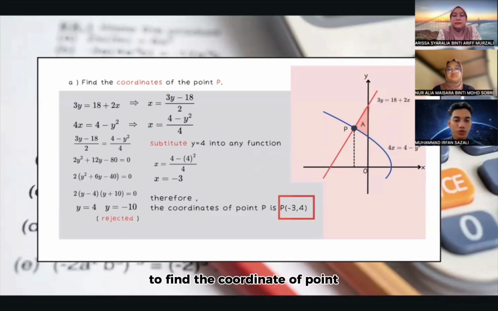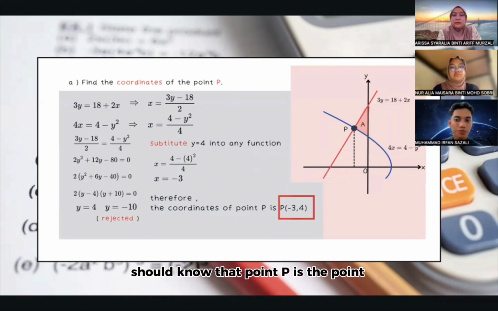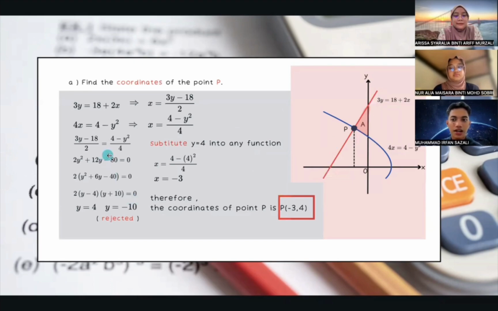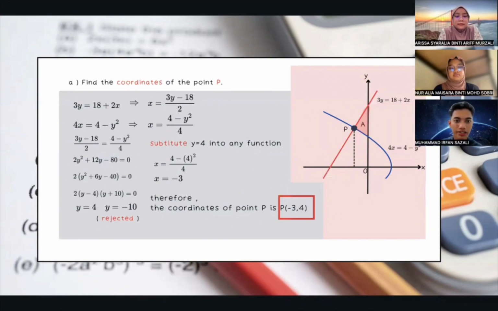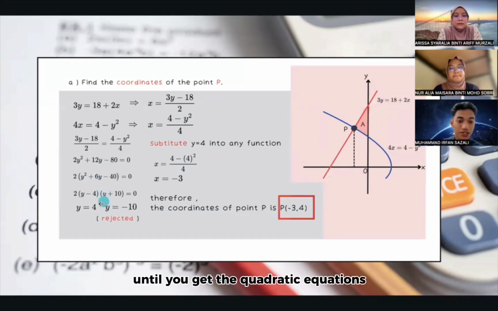To find the coordinates of point P, we should know that point P is the point where the intersection happens. Therefore, we can easily equate both of the functions. Like how you can see here, you have to express both of the functions in terms of x or y. And I chose y. And then you have to equate and rearrange the equation until you get the quadratic equation.